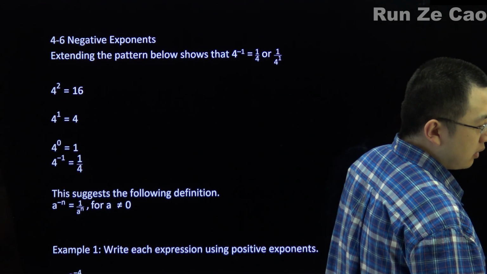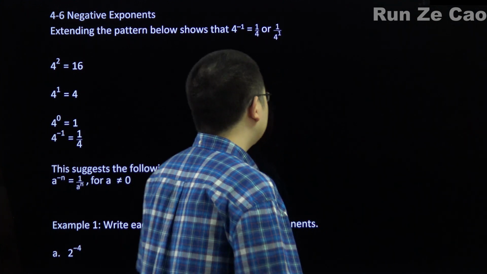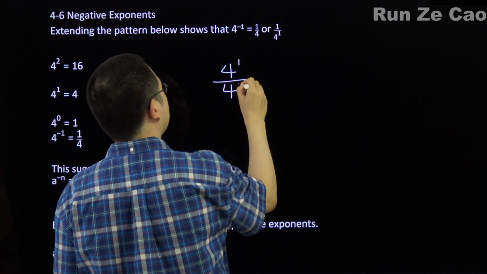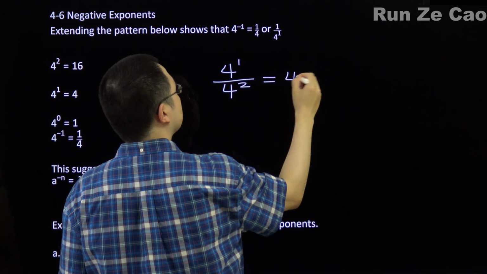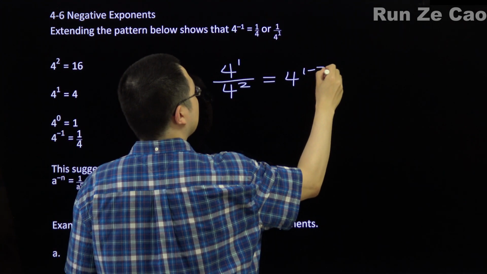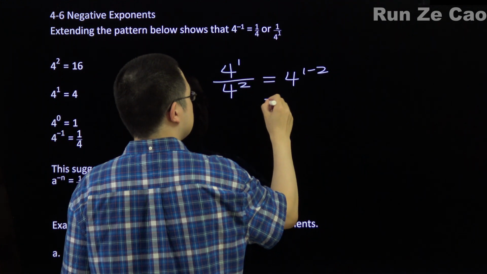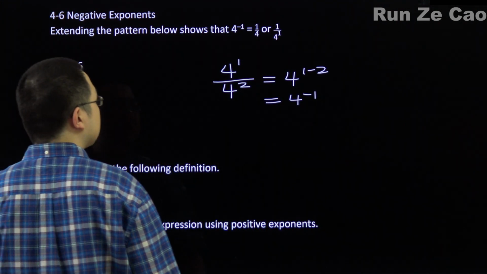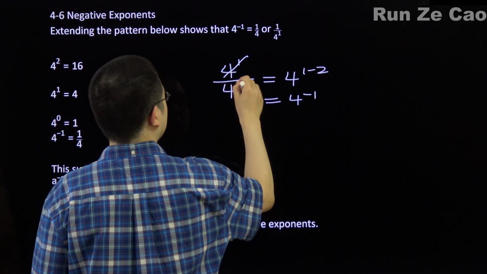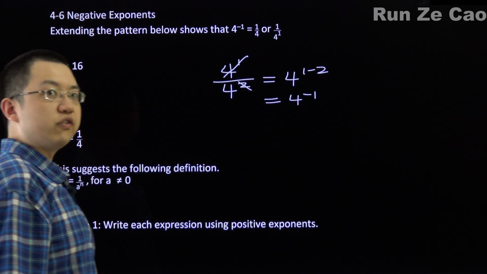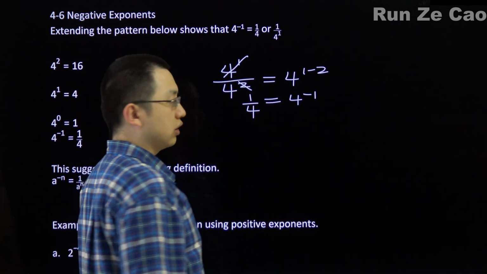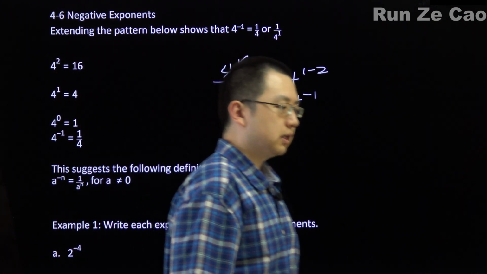Like what happens when you get 4 to the 1st power divided by 4 to the 2nd power? Oh, you get 4 to the 1 minus 2 power, which is equal to 4 to the negative 1st. And yet we can clearly see that here we can cancel this and end up with 1 over 4. So 1 over 4 is equal to 4 to the negative 1st power.